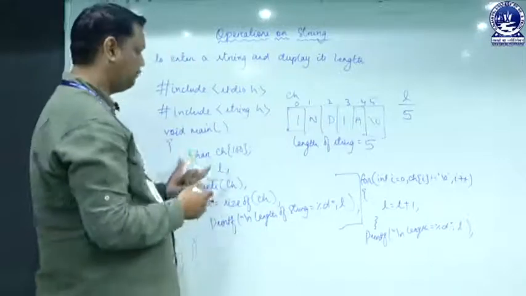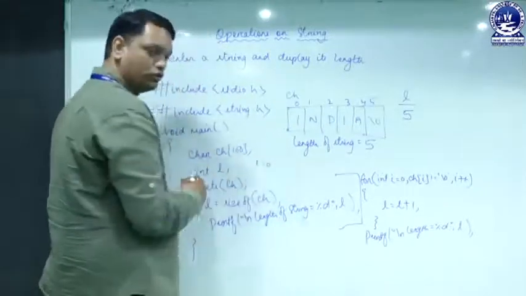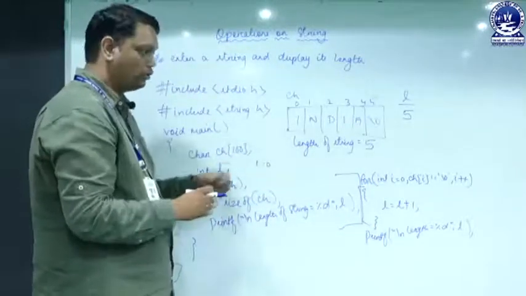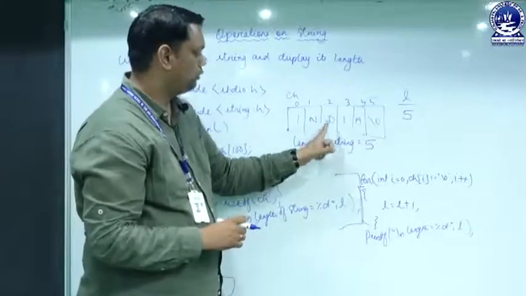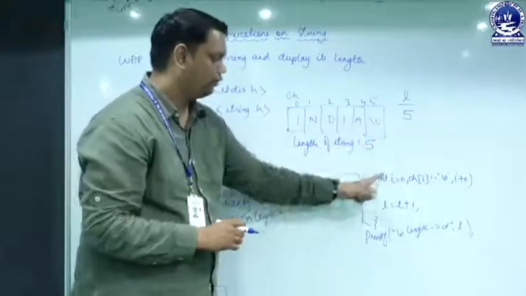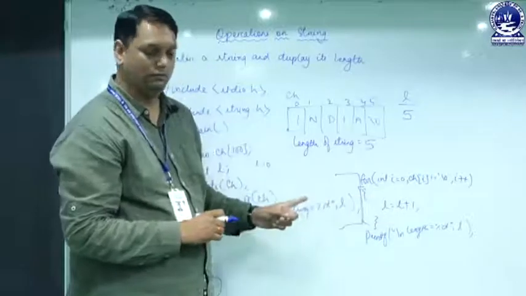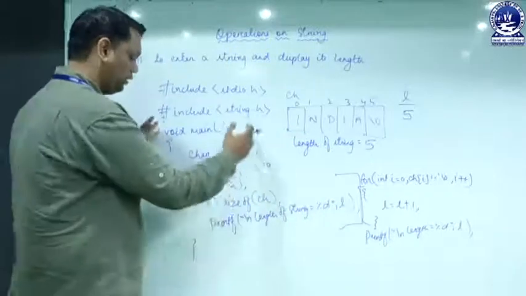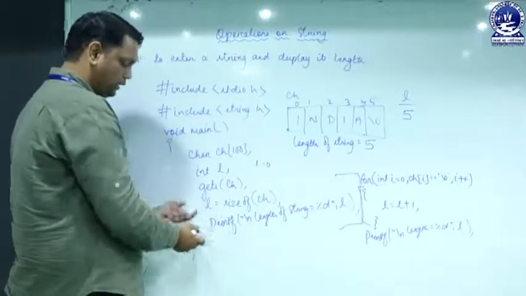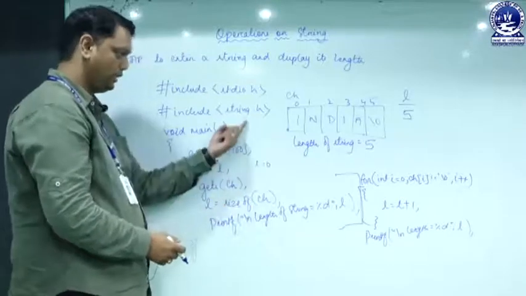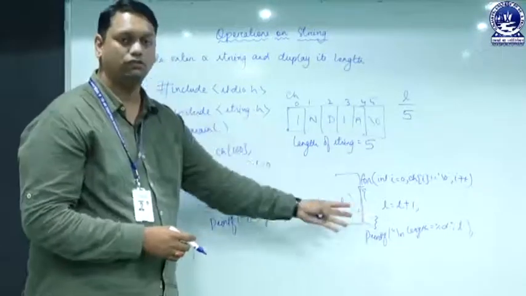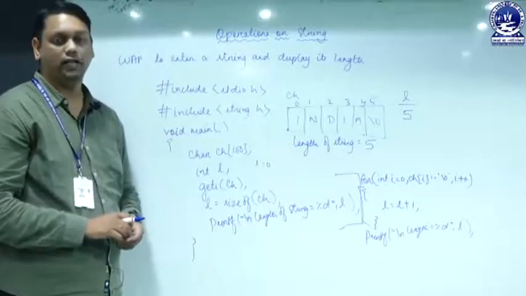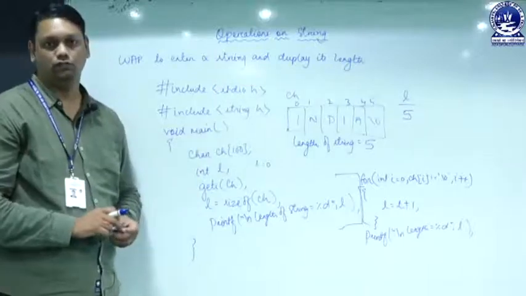But here we have to take length equal to 0 initially, so that it will continue and give us the correct answer. So the loop will continue for 1, 2, 3, 4, 5, and the value of l will be 5. When it comes out of the loop, it will print the length as l. So this is the procedure of using the strlen function of the string header file, and this is the normal procedure of calculating the length of the string. So this is all about entering a string and displaying the length of the string.